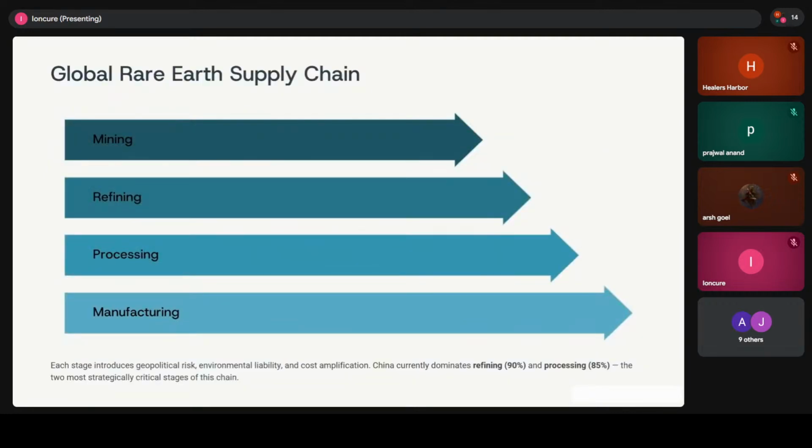The rare earth supply chain consists of several stages like mining, refining, processing, and manufacturing. Each stage creates economic, environmental, and geopolitical challenges. Although multiple countries produce rare earth ores, China dominates the most critical stages, especially refining and processing. This creates a highly concentrated supply chain. If disruptions occur in one region, the impact spreads globally across industries such as AI, semiconductors, renewable energy, and defense.